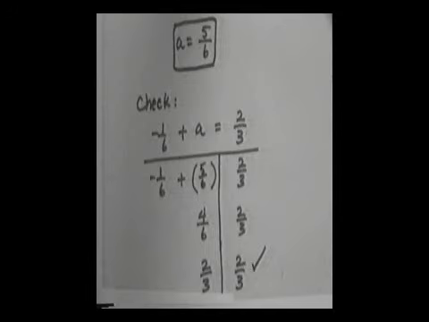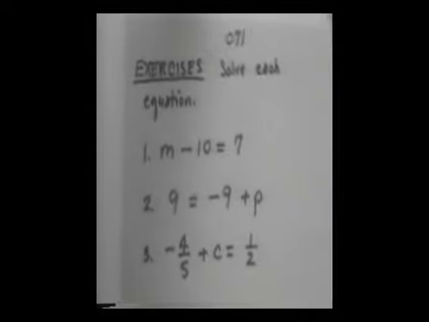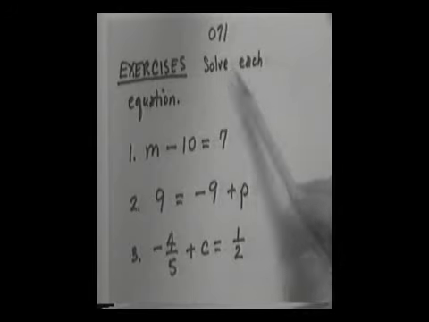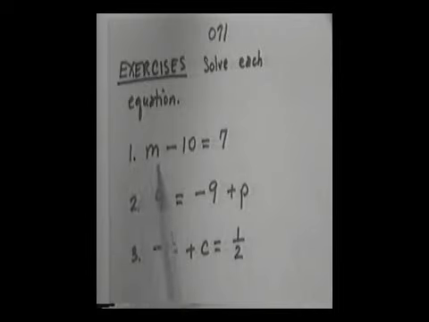Now I have another set of exercises for you to do. Copy these exercises, then stop the tape, work the exercises, and restart the tape to check your answers. Your 3 exercises are, with instructions, solve each equation. Exercise 1. M subtract 10 equals 7.